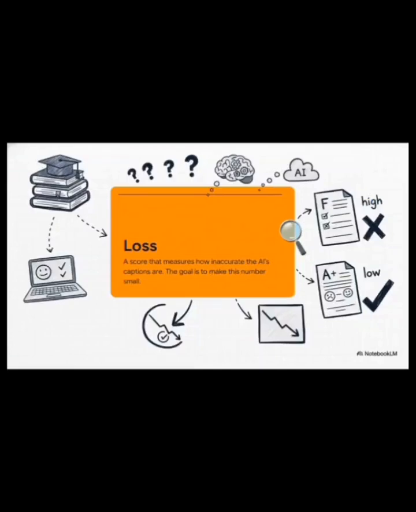Okay, but how do we actually know if it's learning anything? Well, we track something called loss. Just think of it like a grade on a test. It's a number that tells us how wrong the AI's captions are compared to the real human ones. So a high score is bad, means it's way off. A low score is great. The whole goal is to get that loss number as low as we possibly can.